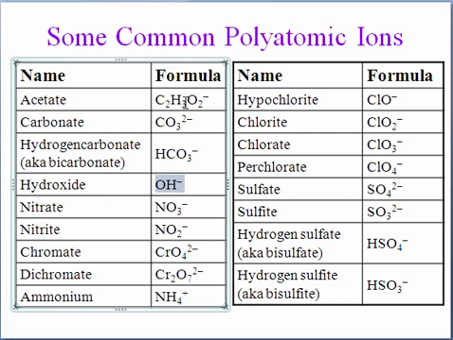Now let's look at these formulas here. Remember, the subscripts tell you the number of atoms. So this polyatomic ion known as acetate has 2 carbon atoms always, 3 hydrogen atoms always, 2 oxygen atoms always, and a -1 charge. Let's look down here at hydrogen carbonate, also known as bicarbonate. 1 hydrogen, 1 carbon, 3 oxygen, and a charge of -1. It's very important that you don't get the subscript and the charge mixed up. They are very distinct, but each one important.